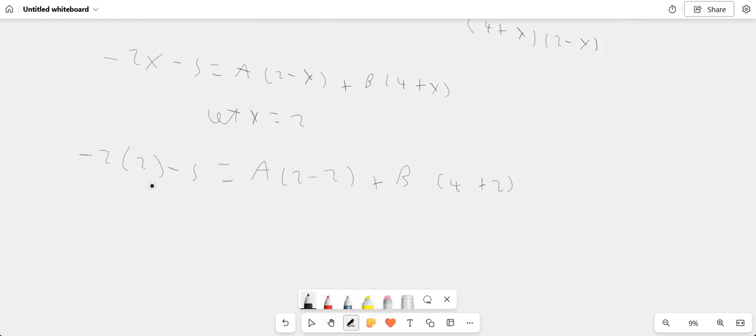It's minus 4. Minus 2 times 2 is minus 4. Minus 4 minus 5 is minus 9. So you've got minus 9. A times 0 is 0. B times 4 plus 2 is 6. So 6b, yeah? Alright, cool. So therefore b is equal to minus 3 over 2.